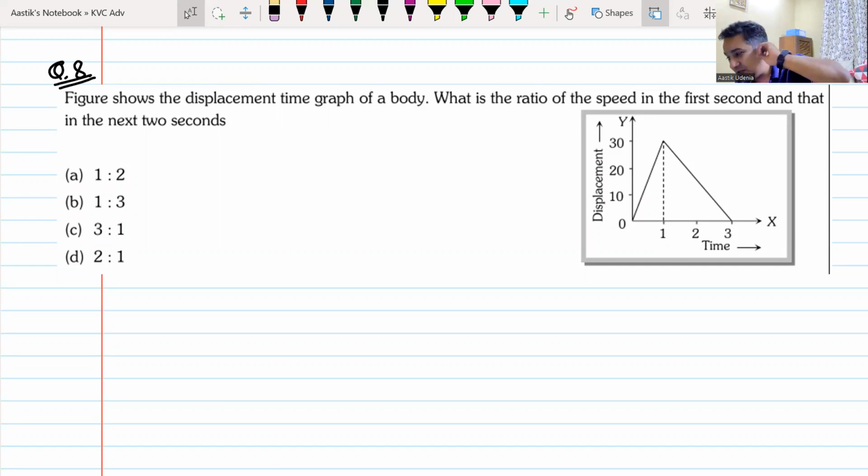The graph shows the position time graph. What is the ratio of speed in the first second and the next 2 seconds? So what is the speed in the first second? And the ratio to the speed in the next 2 seconds. Your time starts now. I'll give you 2 minutes.